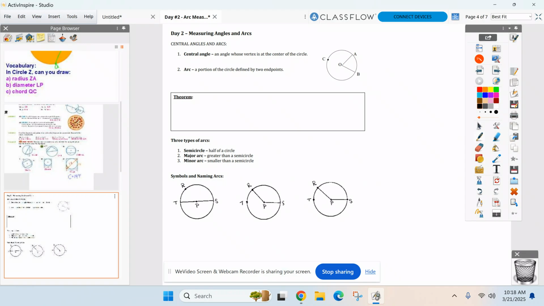So in my diagram right here, an example of a central angle is angle AOB. That is a central angle, because the vertex O is the center. Questions on that first type of angle? I'm going to show you more types of different angles inside, not today, but this is called the central angle because the vertex is at the center.